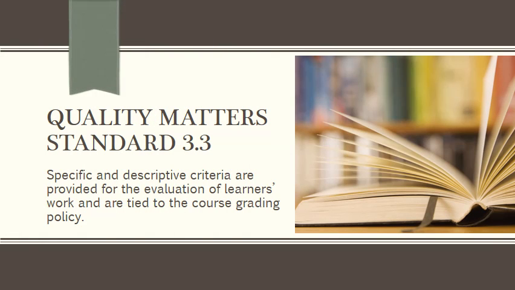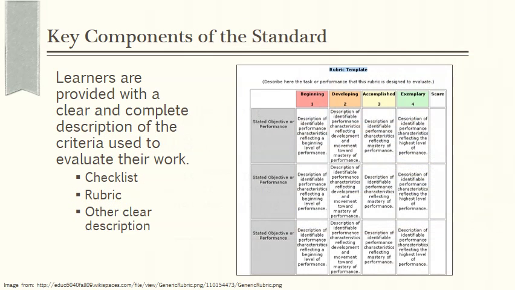Quality Matters Standard 3.3 states that specific and descriptive criteria are provided for the evaluation of learners' work and are tied to the course grading policy. It means that learners are provided with a clear and complete description of the criteria used to evaluate their work. This could be in the form of a checklist, rubric, or other type of clear descriptive criteria.